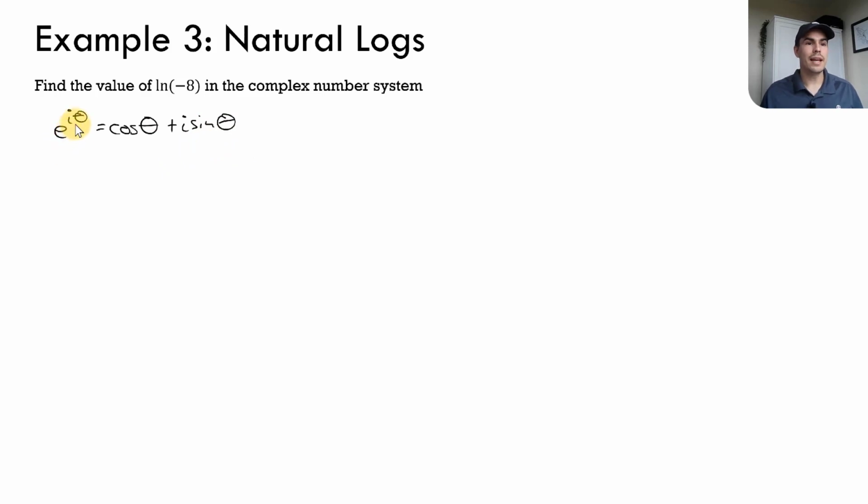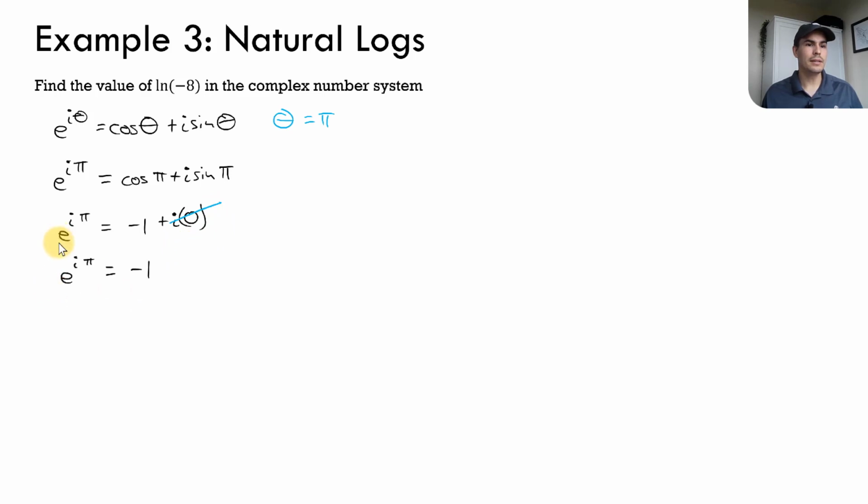So e raised to the i theta, again, that's cosine theta plus i sine theta. I'm going to set theta equal to pi. When I set theta equal to pi, I get this formula here. So e to the i pi. Cosine of pi is -1, sine of pi is 0, so this term goes away. So e to the i pi gives me -1.